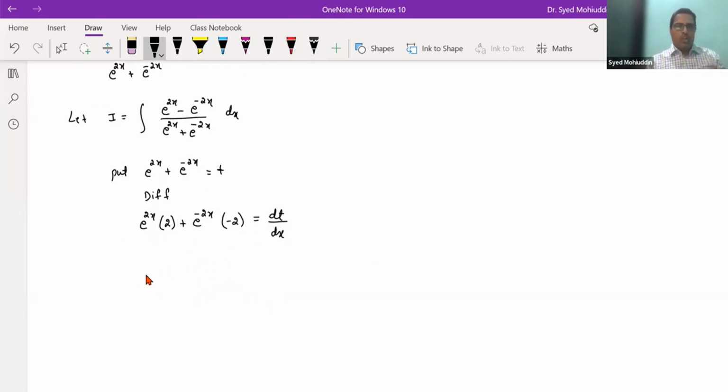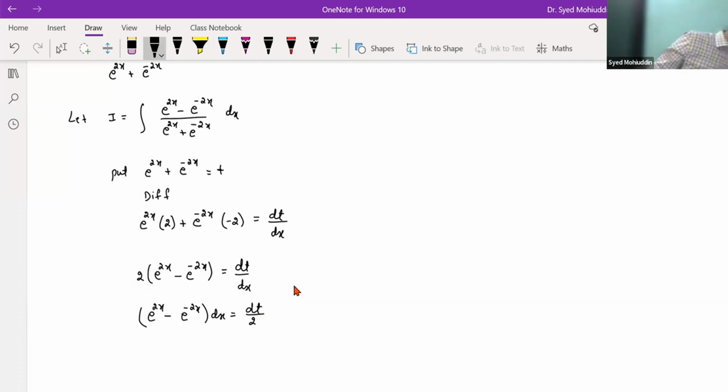Now what is common here? 2 is common. So if I take 2 common outside, we'll be left with e power of 2x, plus into minus will be minus e power of minus of 2x, equal to dt by dx. But you don't have 2 in the numerator, so if you want, you can just cross multiply. It becomes e power of 2x minus e power of minus of 2x, taking the dx on this side, that will be equal to dt by 2. Can you see that 2 has become a constant and has come outside? Okay, fine. So this I'll leave as homework for you. We'll move on to the next question.